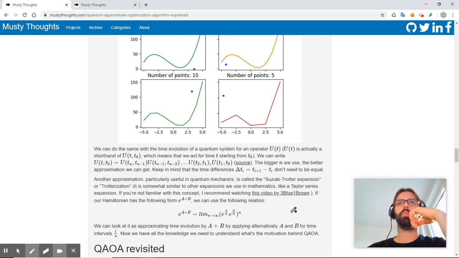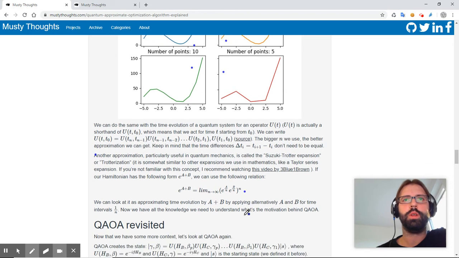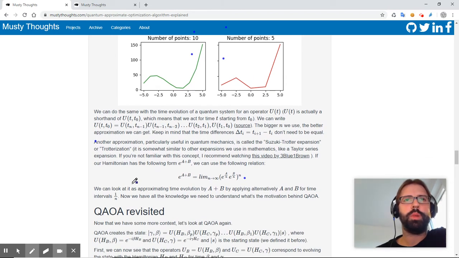Okay, so this is going to take probably another approximation particularly useful in quantum mechanics, called the Suzuki-Trotter expansion, or Trotterization. Trotterization is somewhat similar to other expansions we use in mathematics, like the Taylor series expansion. If you're not familiar with this concept, I recommend watching the video by 3Blue1Brown. If our Hamiltonian has the following form, e to the a plus b, we can use the following relation. We can look at it as approximating time evolution by a plus b, applying alternately a and b for small time intervals.